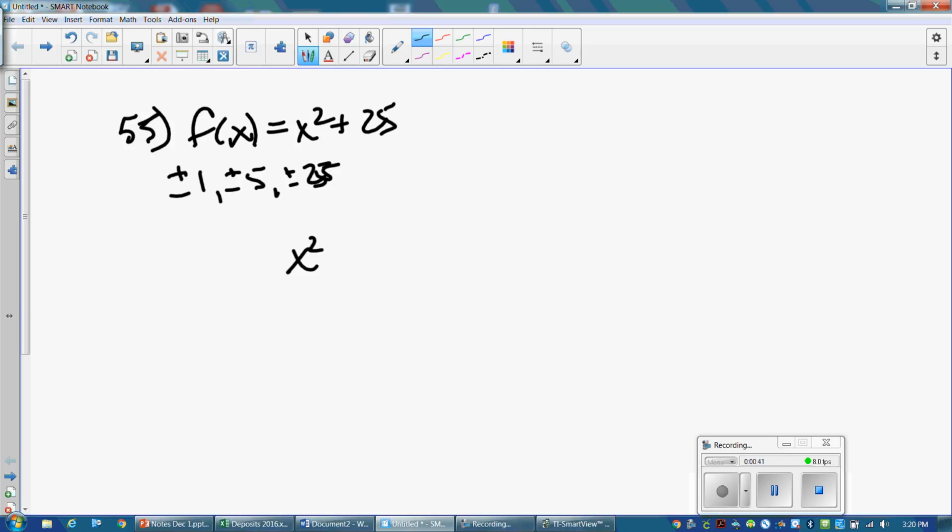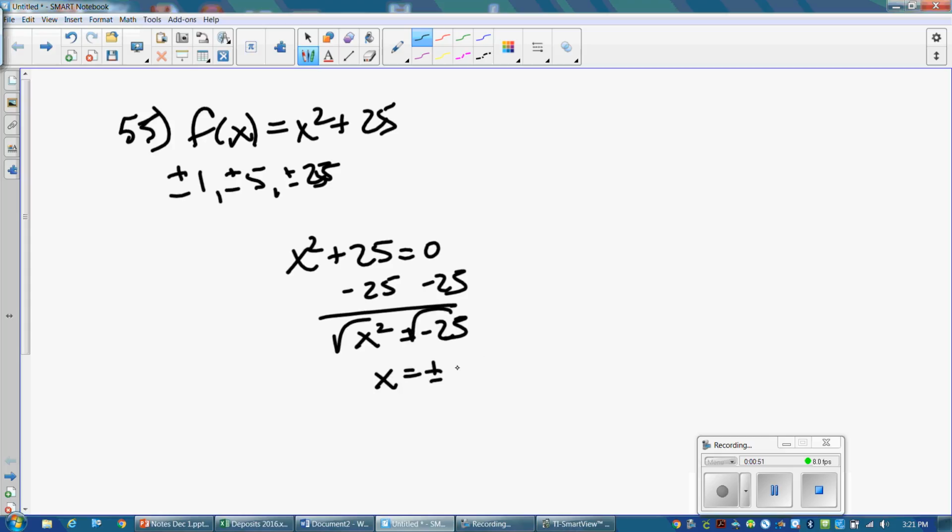So then I'm just going to set it equal to 0 and solve it. Subtract 25 from both sides. You get x squared equals negative 25, and then square root it. It's positive and negative 5i. So that's your answer to 55.